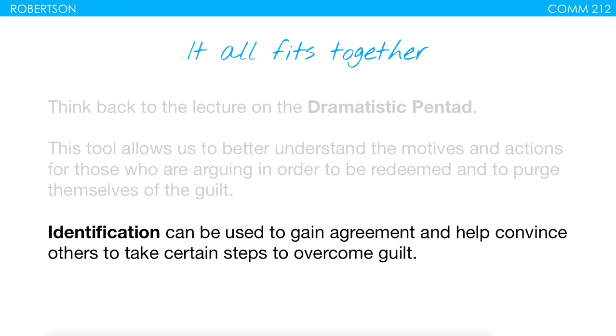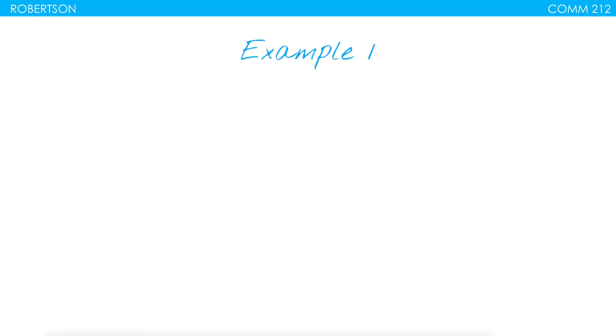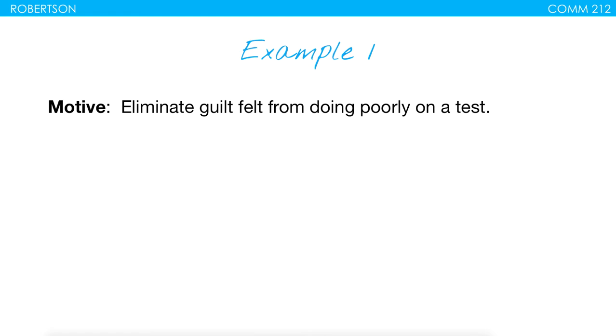So here are three quick examples. Example number one, and again, we're just looking at this as how the choice would be made whether to do self-blame or blame someone or something else. So we've got a motive to eliminate guilt felt from doing poorly on a test. Okay, so how would one argue to get rid of this feeling?